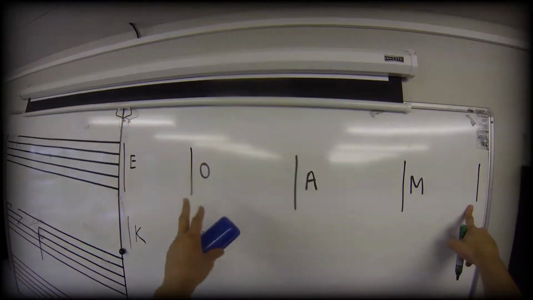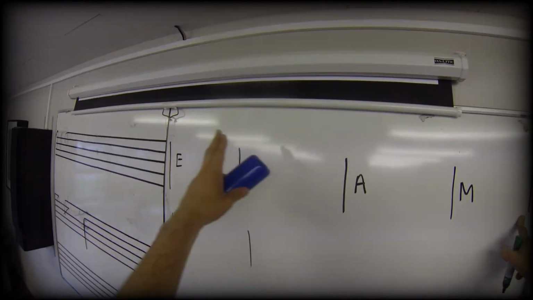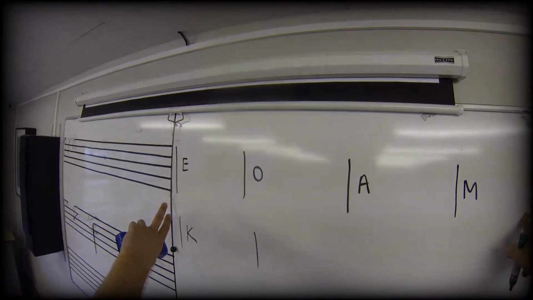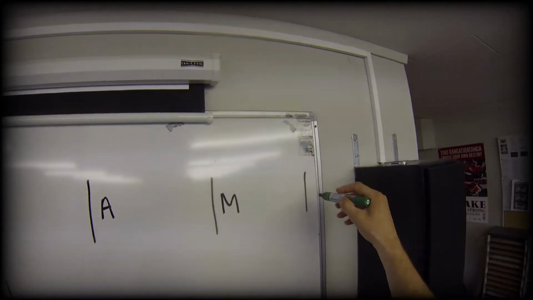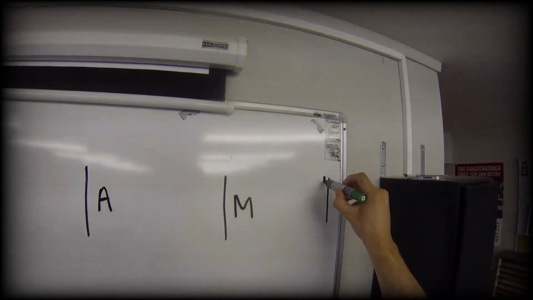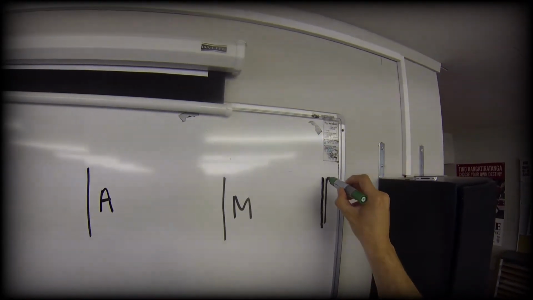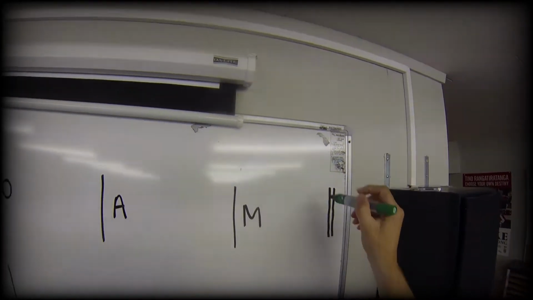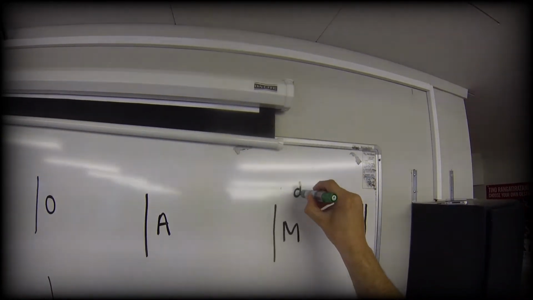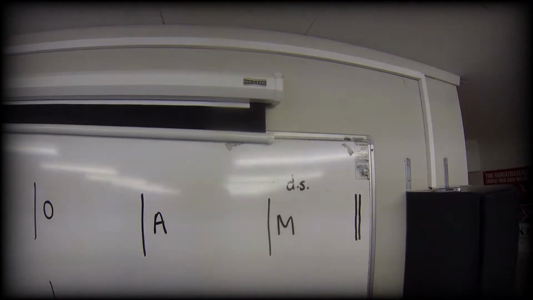Now we need to go back to O1. Now it's not the very beginning of our phrase, so a regular repeat won't work. So we're going to put a DS. So I'll put a double bar line where I want them to jump. I'll give them the instruction to jump, DS, short for Dal Segno.